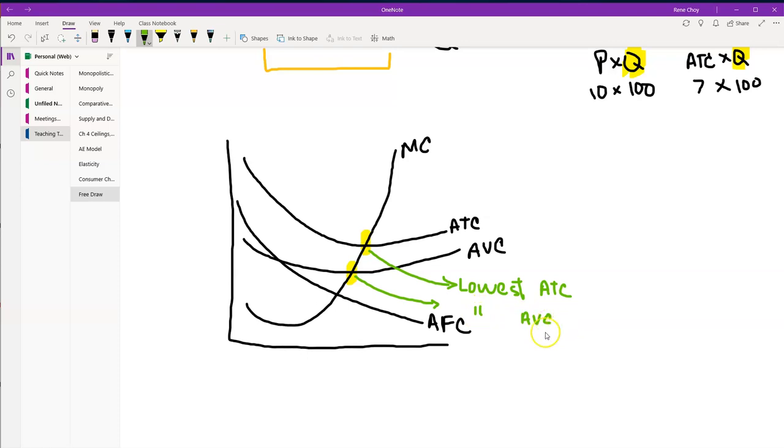All right. Now, all of the analysis that we have been doing for the last 50 minutes or so is in the short run. Let's have a conversation about the long run.